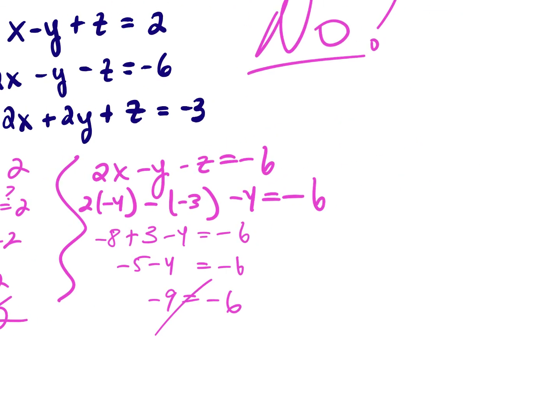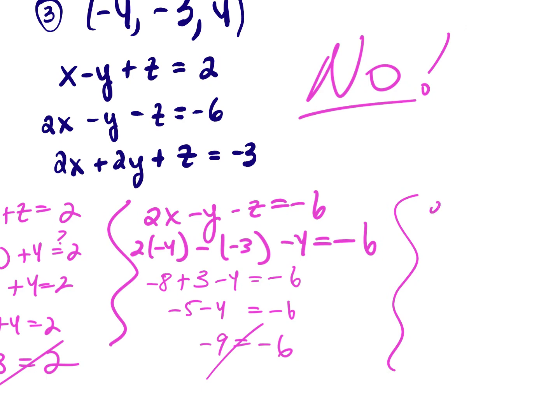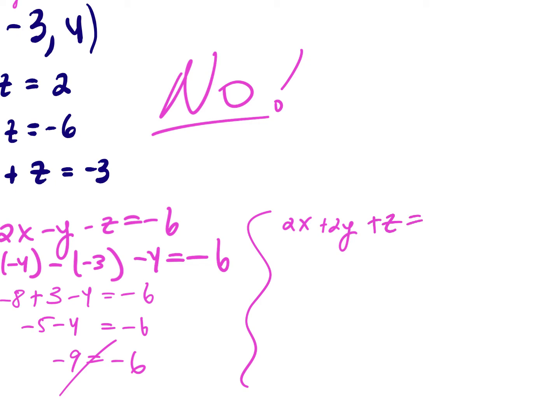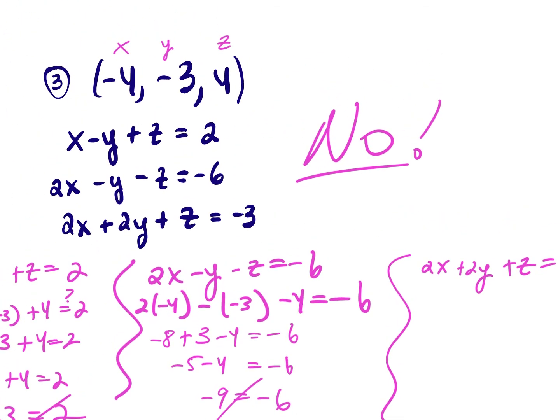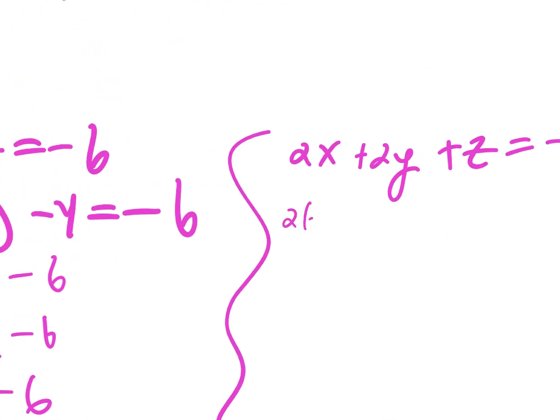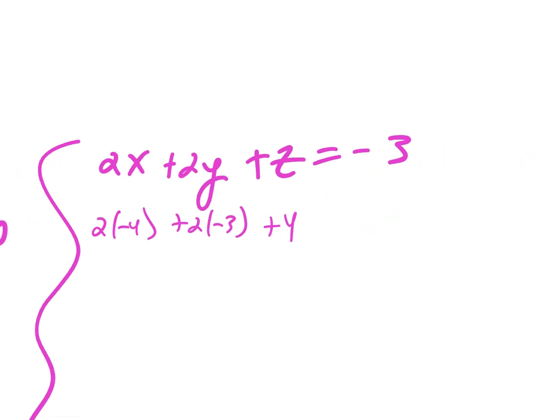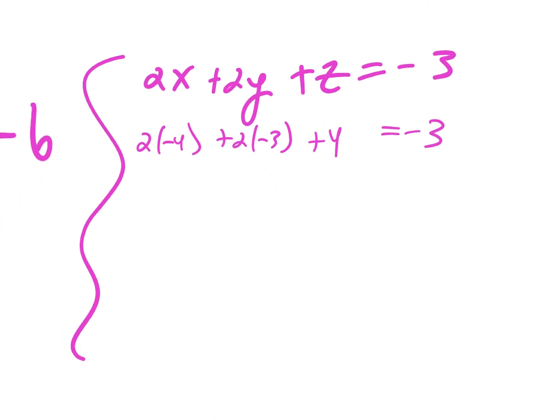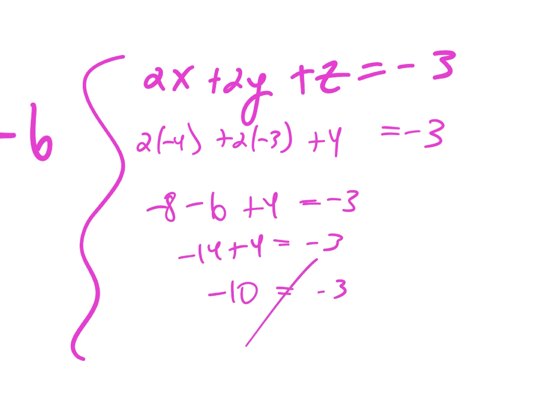All right, you want to check the last one just to be super sure? Perfect. 2x plus 2y plus z equals negative 3. What was it again? Negative 4, negative 3, 4. So 2 times negative 4 plus 2 times negative 3 plus 4 equals negative 3. So negative 8 minus 6 plus 4 equals negative 3. What's negative 8 minus 6? Negative 14 plus 4. What is negative 14 plus 4? Negative 10. Does that equal negative 3? No.